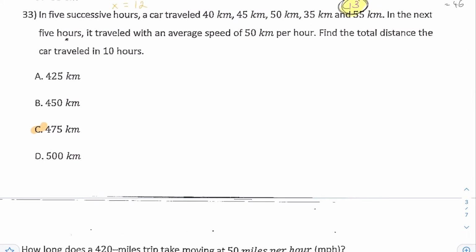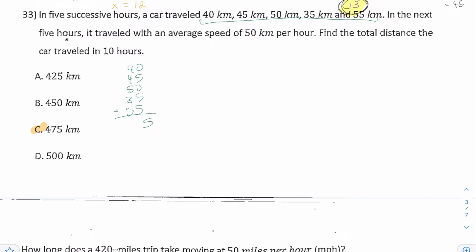Next, for number 33, in 5 successive hours, a car traveled 40 kilometers, 45 kilometers, 50 kilometers, 35 kilometers, and 55 kilometers. In the next 5 hours, it traveled at an average speed of 50 kilometers per hour. Find the total distance that the car traveled in 10 hours. So the first 5 you already have. So you have 40, 45, 50, 35, and 55.